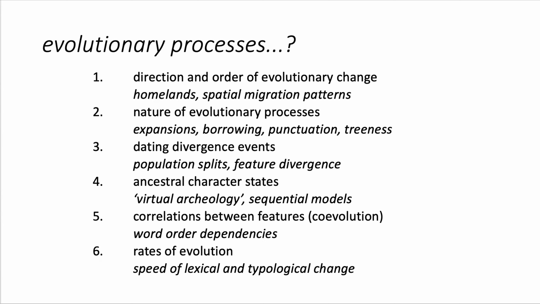So when it comes to typological investigations, we can partake in point 4, 5, and 6 on this list. It becomes possible to infer character states, so to perform this kind of virtual archaeology. We can also model correlations between features, so for example, looking at word order dependencies, while at the same time modeling interdependencies between languages that are due to the fact that they are related to one another. We can model these at the same time and do this properly in a statistically accurate fashion.